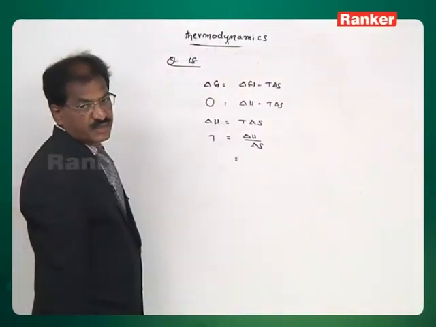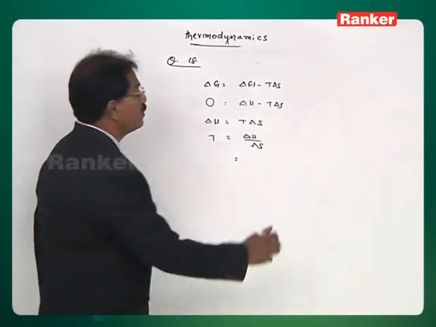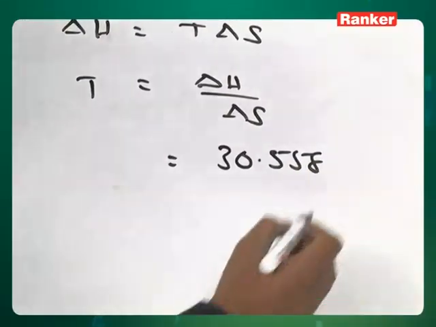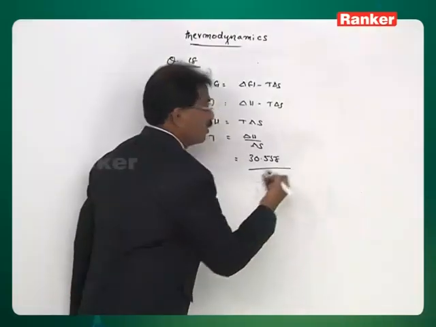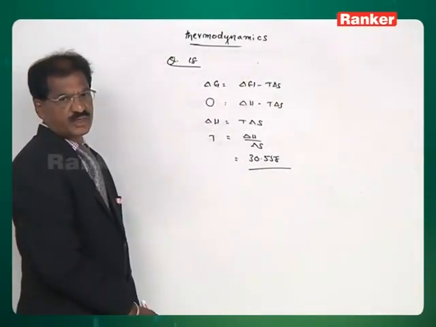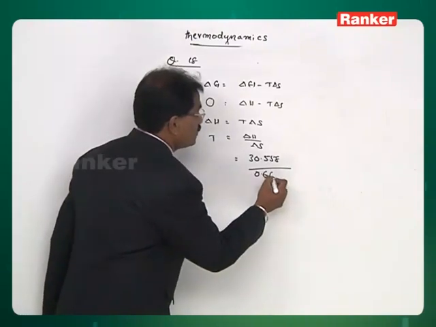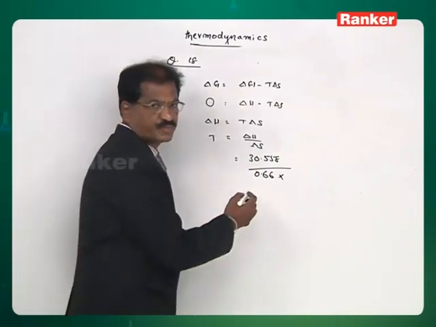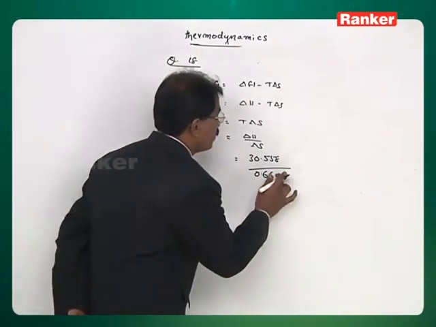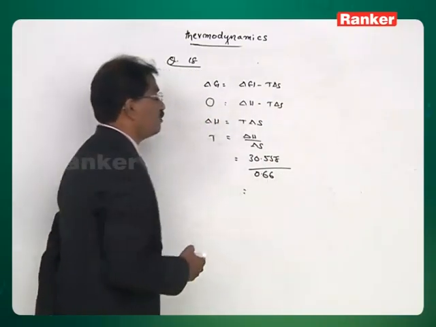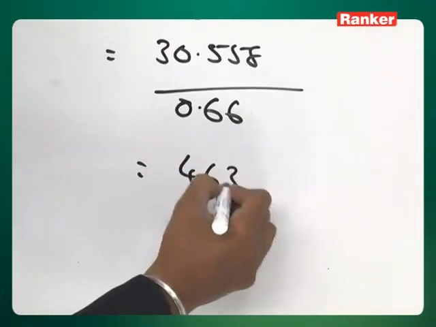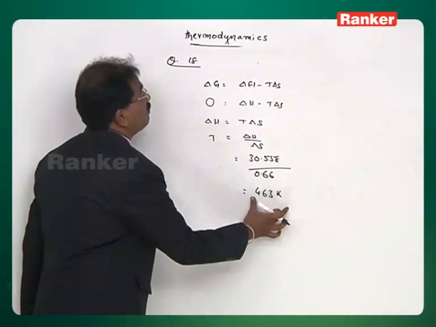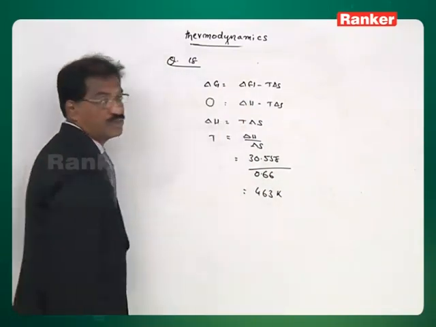Here the enthalpy change given in the problem is 30.558 kilojoules. Next, the entropy change given in the problem is 0.66. Both are given in kilojoules. Therefore, the temperature, if we calculate it, is approximately 463 Kelvin. So, when the temperature is 463 Kelvin, at that temperature the free energy change of the reaction is 0.